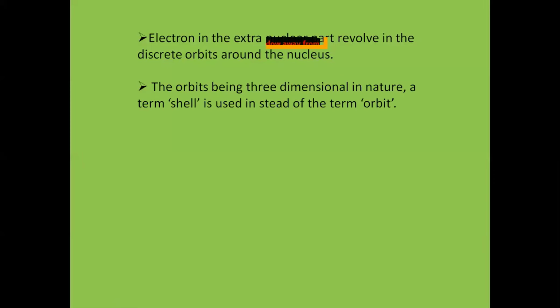The orbits being three-dimensional in nature, the term shell is used instead of the term orbit. So sometimes while writing this, I might use the word shell, or sometimes I might use the word orbit. Both mean the same. The orbits are three-dimensional in nature. When I am showing you in the textbook, I'm just showing you the front face, because here I can't show you the 3D image. And we'll use the word shell instead of the term orbit.